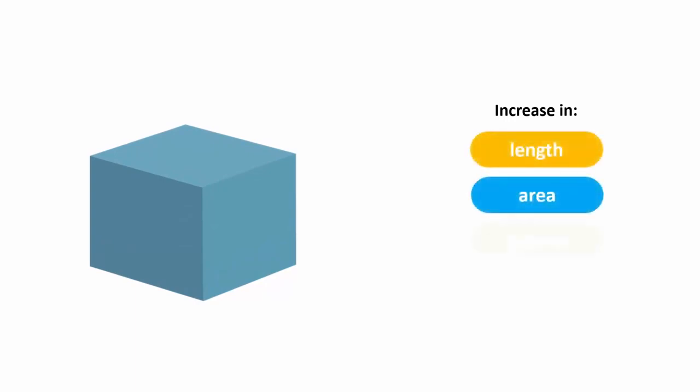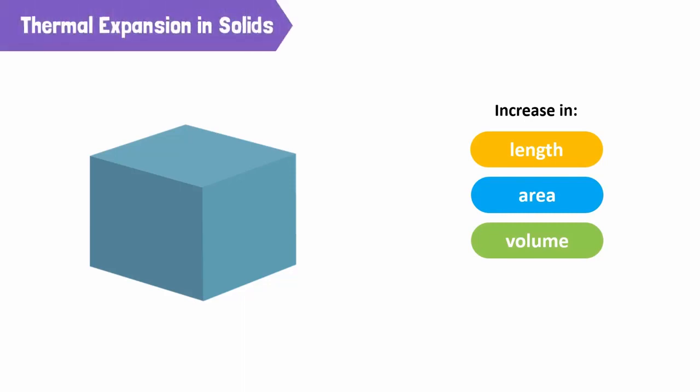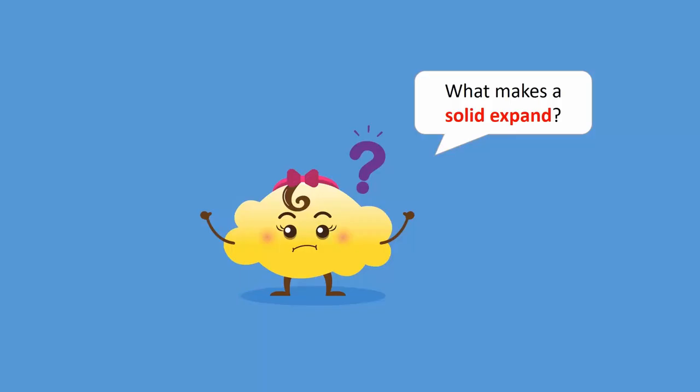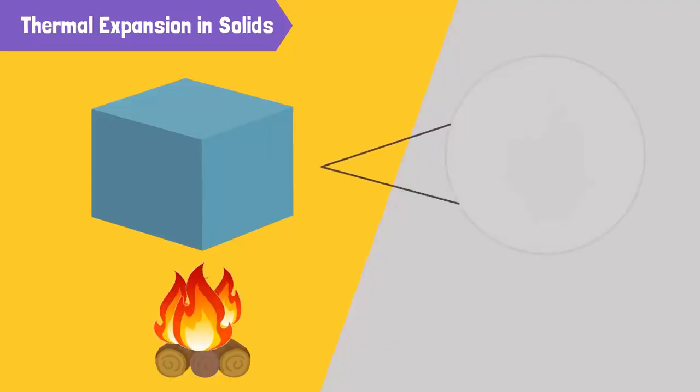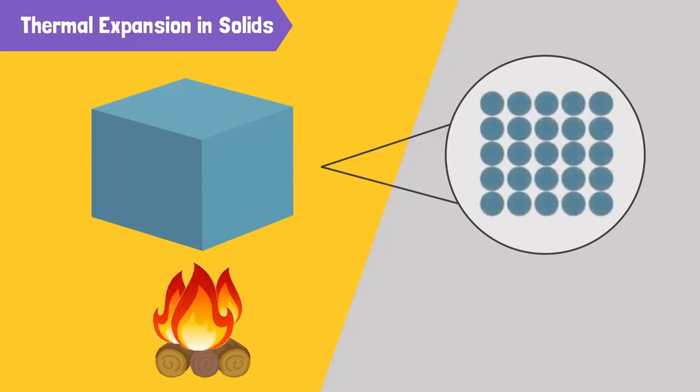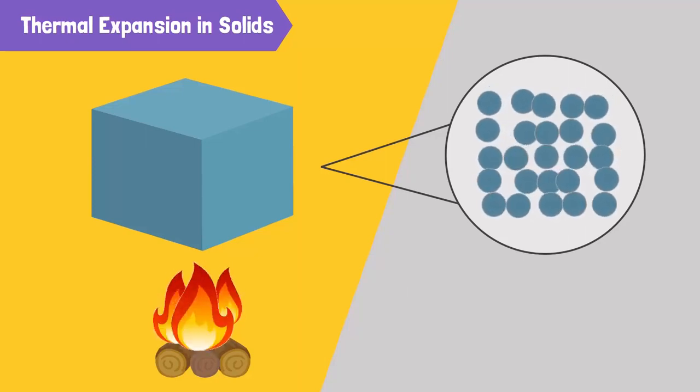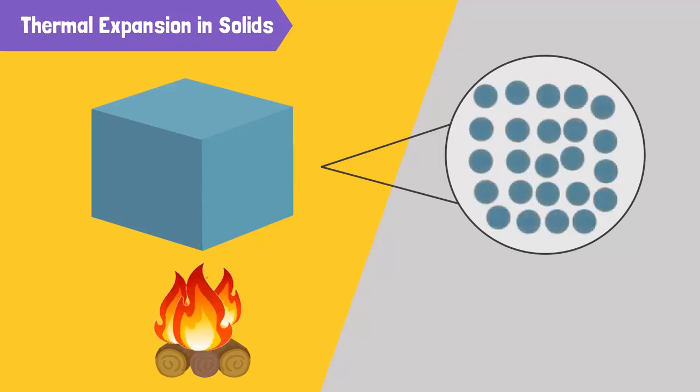First, let's consider solids. When a solid is heated, it expands in size and shape, resulting in an increase in length, area, or volume of the solid. This is known as the thermal expansion of solids. But what makes a solid expand? When a solid is heated, the molecules that make up the solid begin to vibrate. This takes up more space and the solid matter expands.